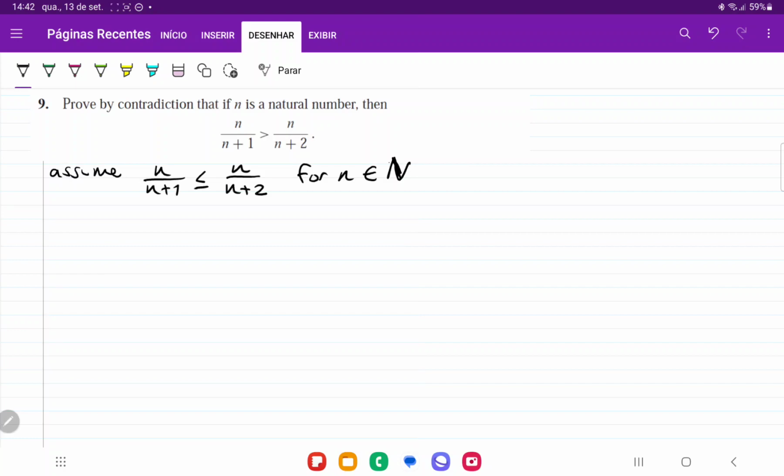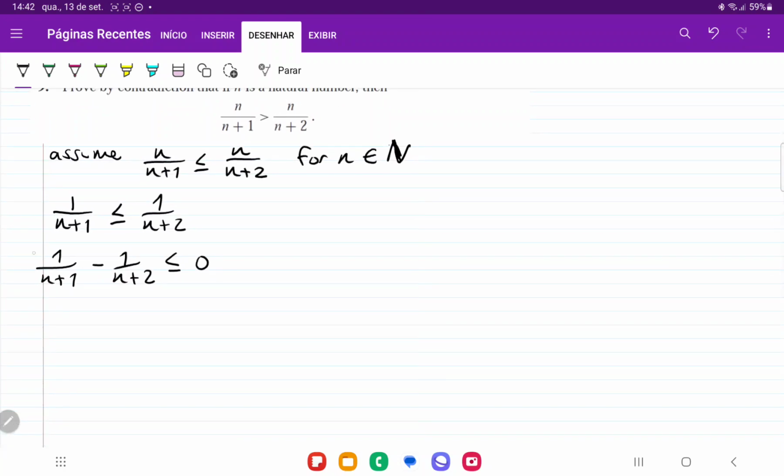Because we're comparing, I'm just going to divide both sides by n so that I can remove the numerator, so that I have 1 over n plus 1 is less than or equal to 1 over n plus 2. Then I'm going to bring them over to the left-hand side. So 1 over n plus 1 minus 1 over n plus 2 is less than or equal to 0. Now I am just going to join these fractions.